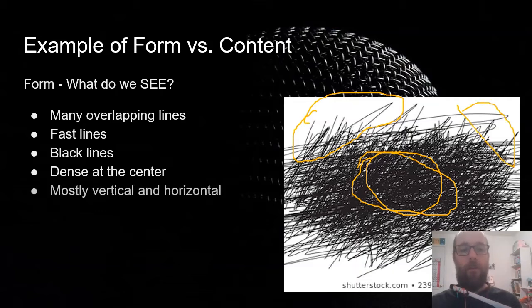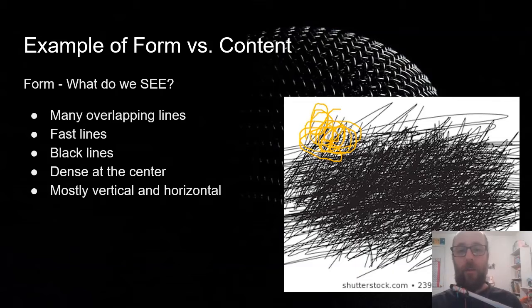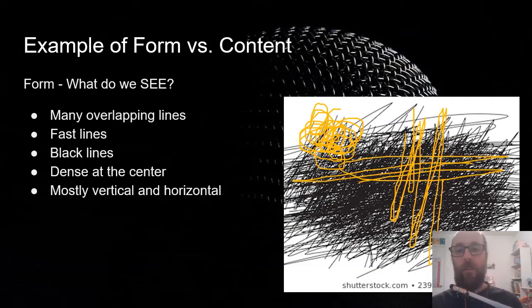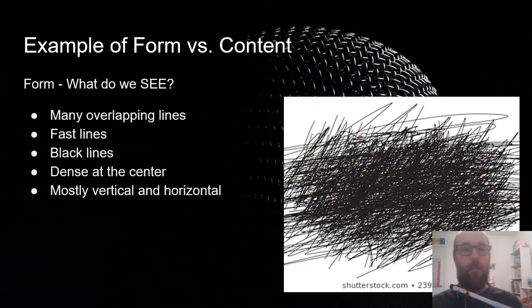Is there anything else? Oh, they're mostly vertical and horizontal. I bet you didn't notice that. They're mostly vertical and horizontal. These are not loop-de-loop lines like this. It's not a scribble this way. It's a scribble up and down, and then a scribble this way. Okay, there's a big difference. Really? Yes, there's a big difference.